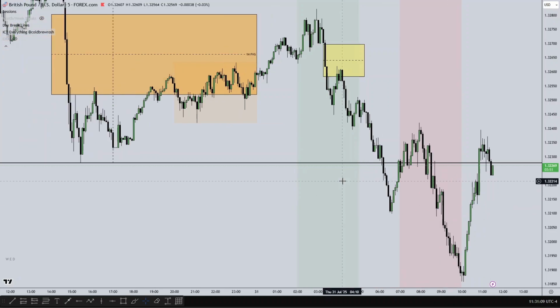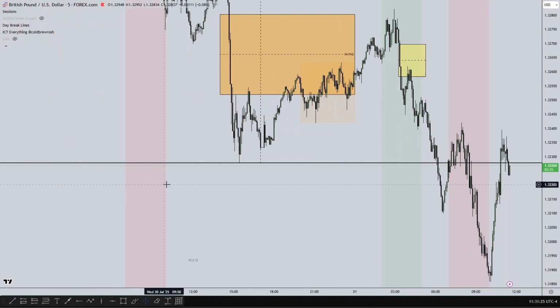For studying price from this price range, where price did this 5 minute shift in structure inside the 1 hour fair value gap, is a clear description of a power of three. Price opened, accumulated, did a 5 minute shift in structure, distributed lower, and took out the previous day low.